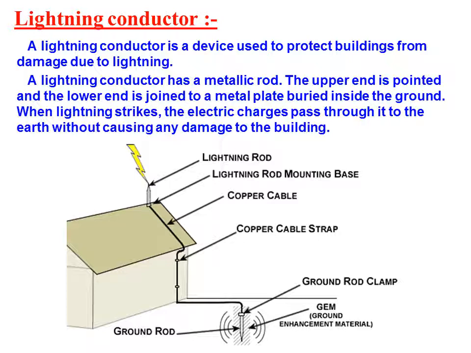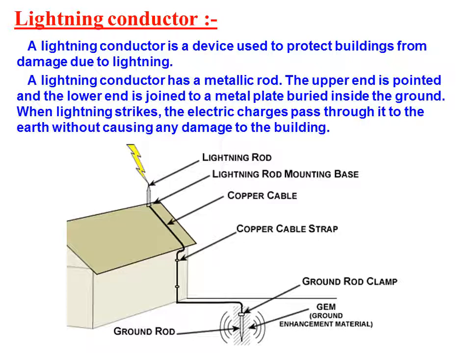The lightning conductor has a metallic rod. The upper end is pointed, as we can see here. Why pointed? To attract the lightning. And the lower end is joined to a metal plate buried inside the ground, as we can see here. We have two metallic rods. The upper end is pointed and kept on the terrace or on the roof of the building.